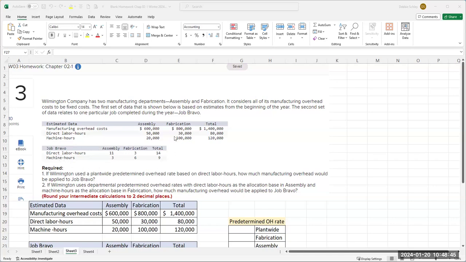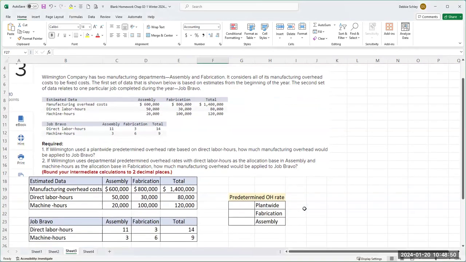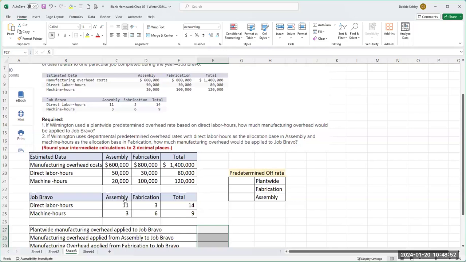Okay. So I took all of these numbers and put them into where I could access them in Excel and make Excel do the math for me. So this chart right here, and this chart right here. Required one: if Wilmington used a plant-wide predetermined overhead rate based on direct labor hours, how much manufacturing overhead would be applied to job Bravo?